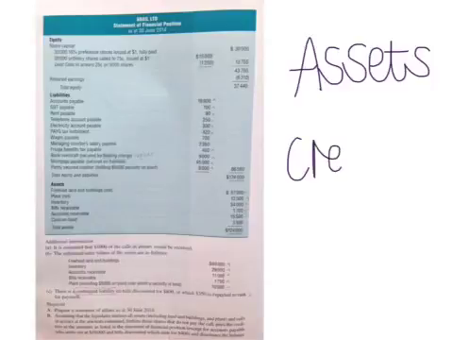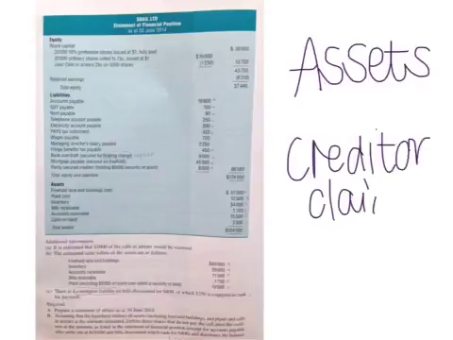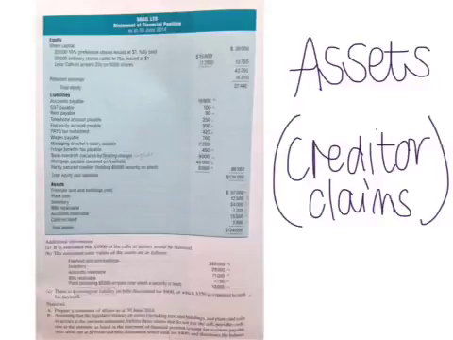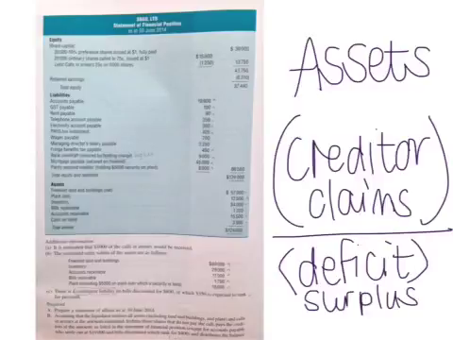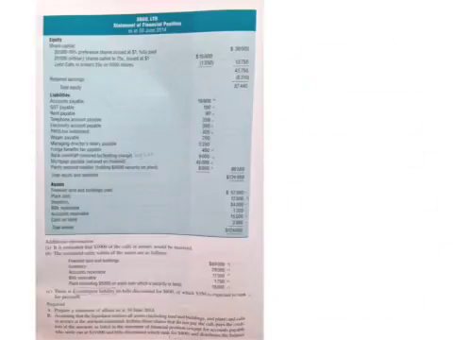So we'll then look at the creditor claims. And once all those claims have been dealt with, we know whether we'll have a deficit, so not enough money to make any distribution to the shareholders, or only a partial distribution, or whether there's a surplus, meaning there's extra money that can be returned back to the owners of the company.